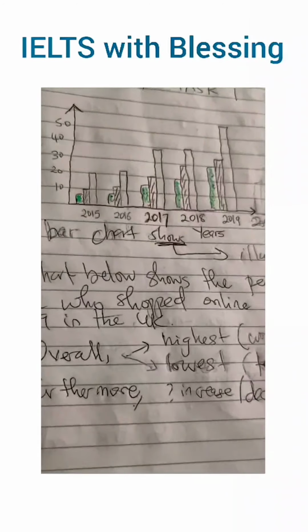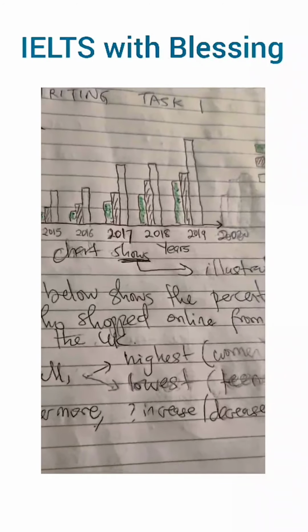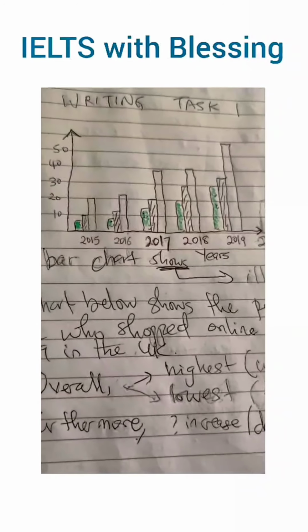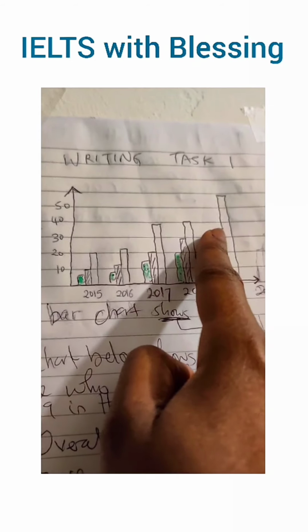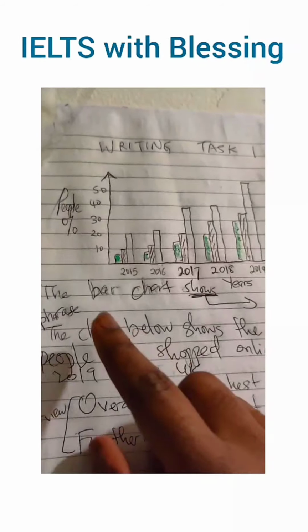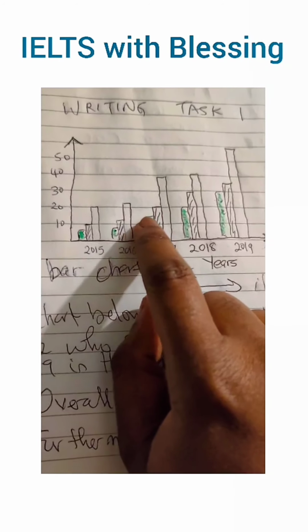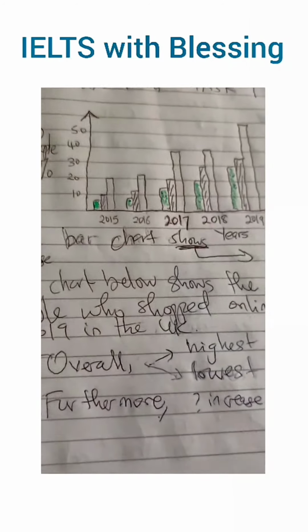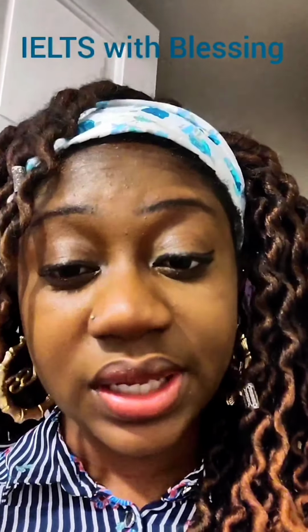At this point, the proportion of men who shopped online gradually rose to a peak of about what? 35%. Hope you can see that. Rose to a peak of about 35% in the final year. And you see, from this point, the percentage of teenagers who shopped online rose to a peak of 30% in the final year. So remember that paraphrasing does not have to be complicated.